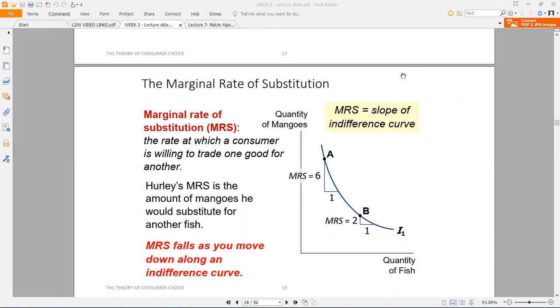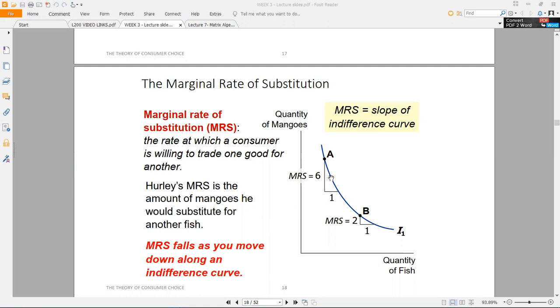Now, if you take a normal indifference curve that slopes downwards and bows inside like this, there is something called the diminishing marginal rate of substitution, which means that as you move down the indifference curve from top left to the bottom right, the marginal rate of substitution decreases.